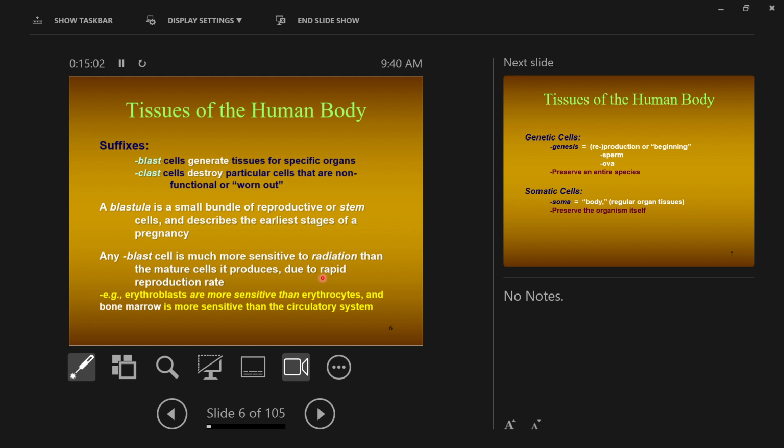So there's this constant state of things being reproduced, but everything's reproduced at different rates, okay? The cells that reproduce the quickest, okay, are more sensitive than others to radiation damage. So we're going to talk about that, what makes them more sensitive and so on. Okay, good. So we got some terminology down.